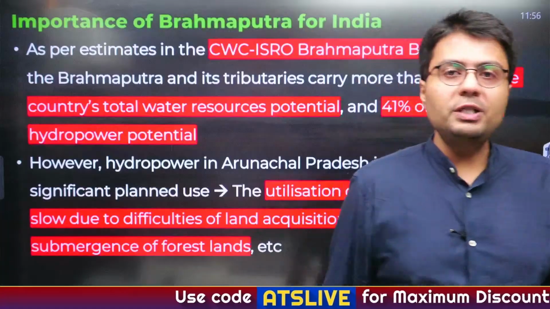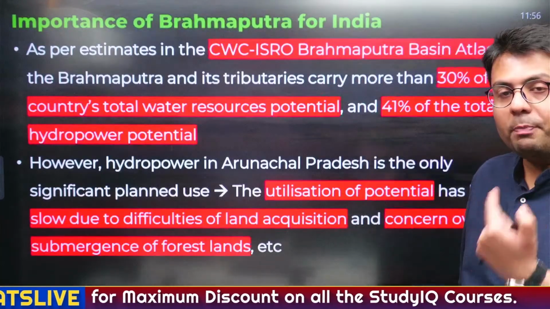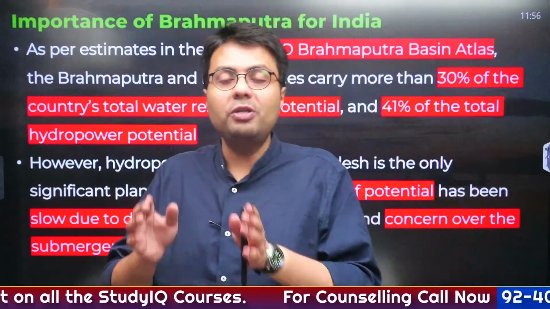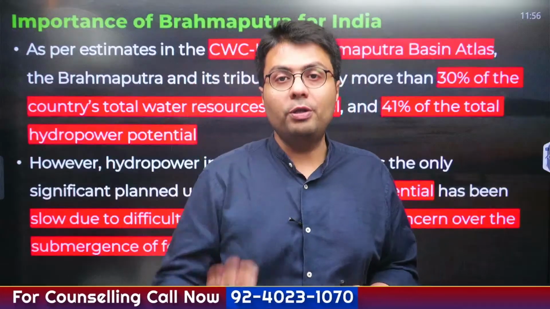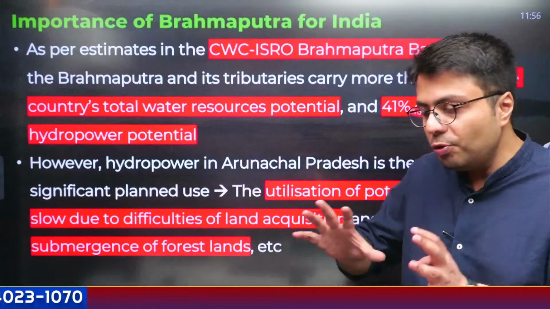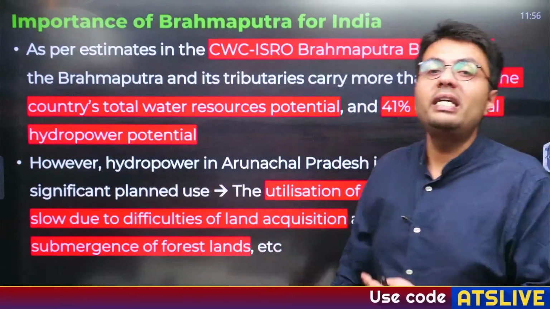Now, Brahmaputra is very important as far as India is concerned. It contributes about 30% of India's total water resource potential. And in terms of hydropower potential, Brahmaputra, just one river system itself, contributes 41% of India's total hydropower potential. So it is very essential for India. Using its hydropower projects in the Arunachal Pradesh region, you have to generate electricity.